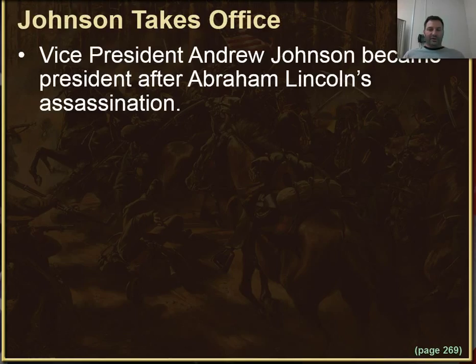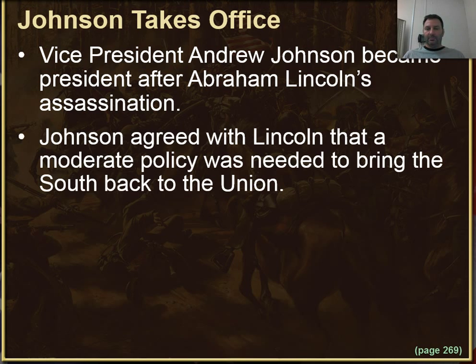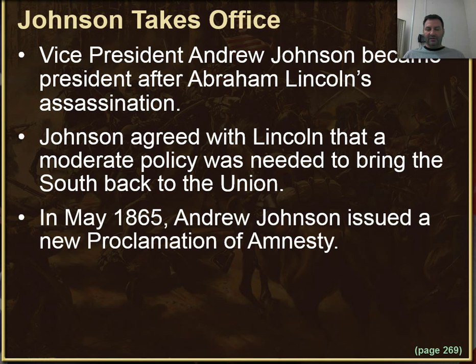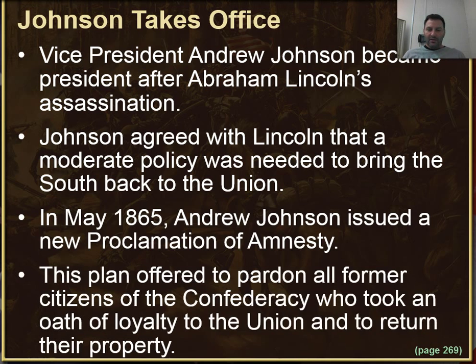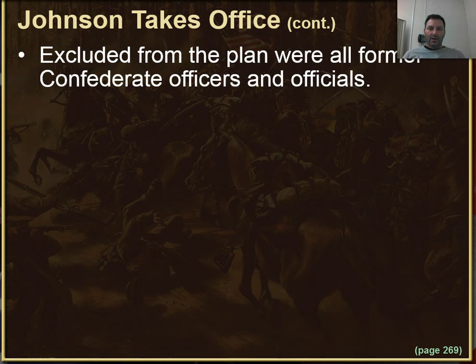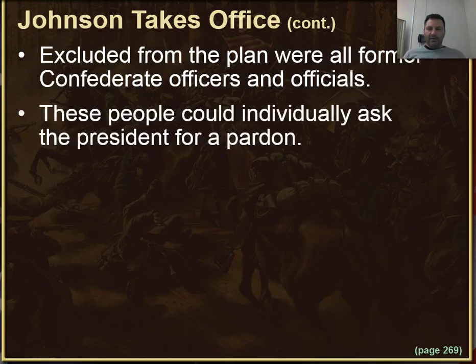Okay, so after Lincoln's assassination, Vice President Andrew Johnson became president. Johnson agreed with Lincoln that a moderate policy was needed to bring the South back to the Union. So in May of 1865, Andrew Johnson issued a new proclamation of amnesty. This plan offered to pardon all former citizens of the Confederacy who took an oath of loyalty to the Union, and to return their property. Excluded from the plan were all former Confederate officers and officials. These people could individually ask the president for a pardon.